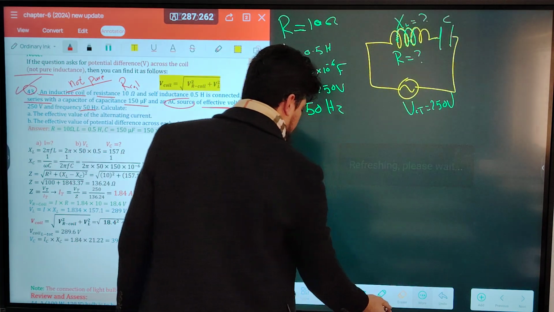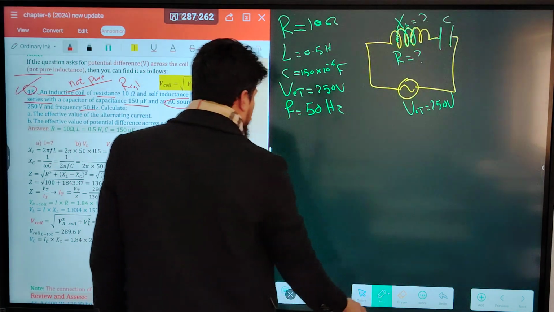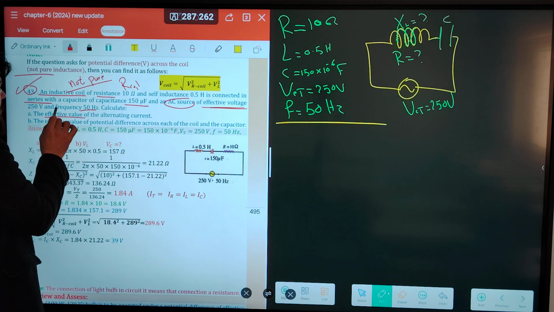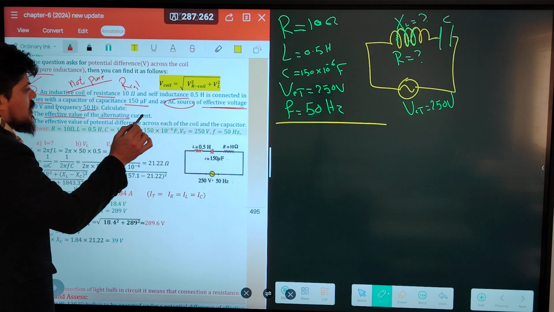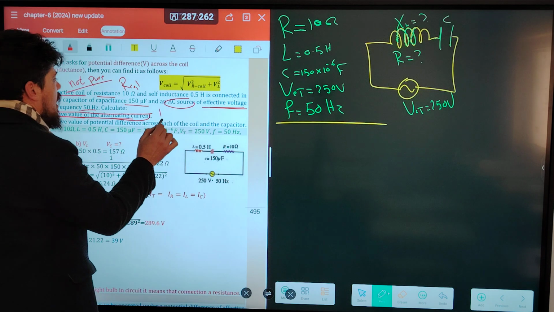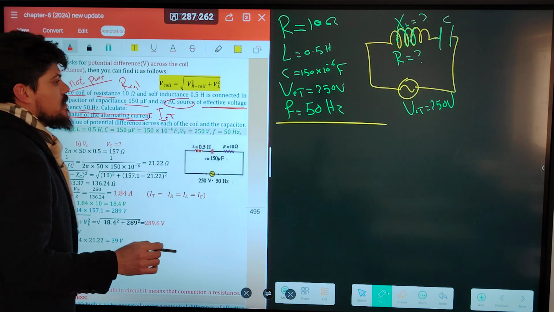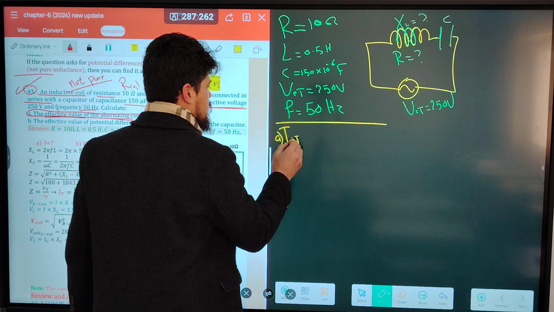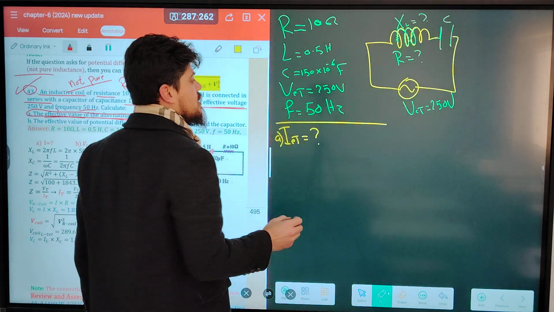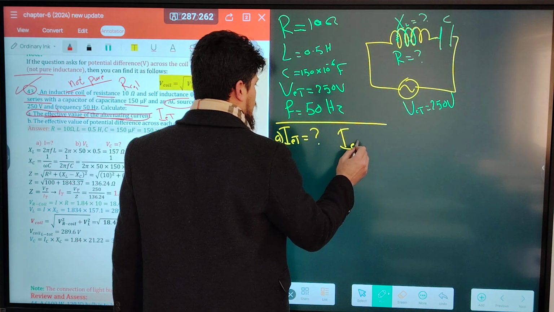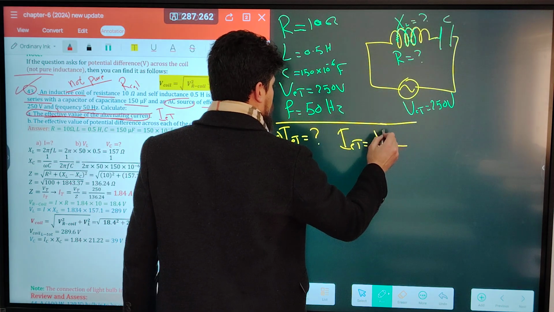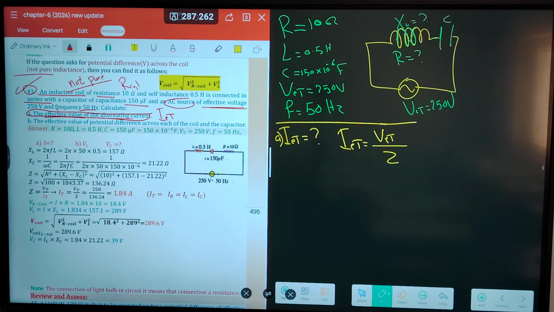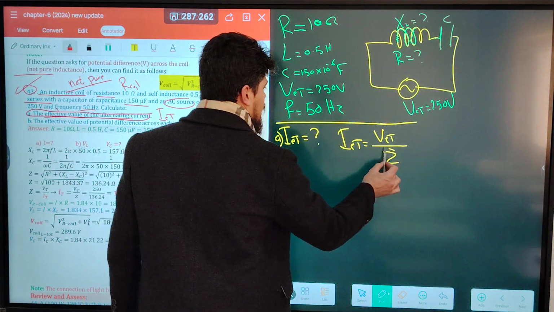Okay, guys, look. What is unknown? The effective value of alternating current, IE total. How can you determine IE total? IE total, guys, is equal to VE total over Z. But we don't have Z.